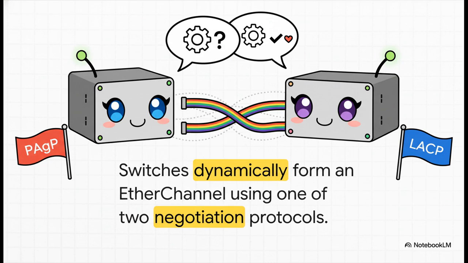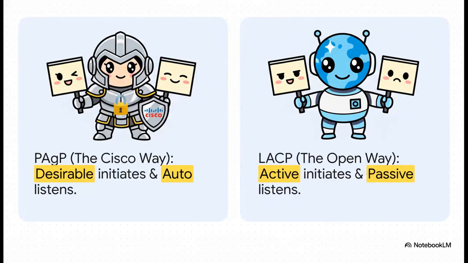The 2 languages they can speak for this are called PAGP and LACP. So let's put them side by side. On the left, you've got PAGP, which stands for Port Aggregation Protocol. The key thing to know about this one is that it's Cisco proprietary. It only works if you have Cisco switches on both ends of the wire. On the right, we have LACP, the Link Aggregation Control Protocol. This one is the open industry standard, which is huge because it means you can create an EtherChannel between a Cisco switch and a Dell switch or a Juniper switch or pretty much anything else.